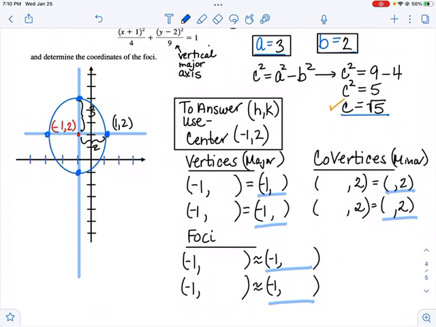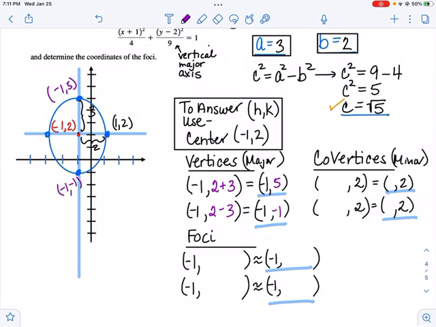All right, so now to get the coordinates, I'm just going to start with the vertices along the major axis. And remember, the x value is going to stay the same, -1. I'm just going to change the y value. So what I'm going to do then, let's go purple. I'm going to take the y value at the center, 2, and I'm just going to add 3. And I'm going to take the y value at the center and subtract 3, because I'm going to go up 3 and down 3. So that's going to give me -1, 5. So that's up here, -1, 5 is up top. And then it's going to be -1, -1 down here.